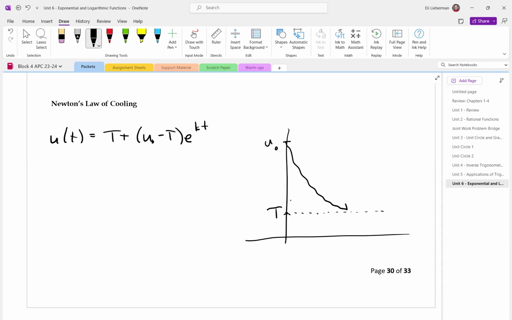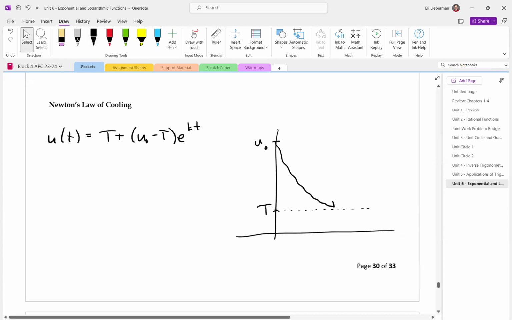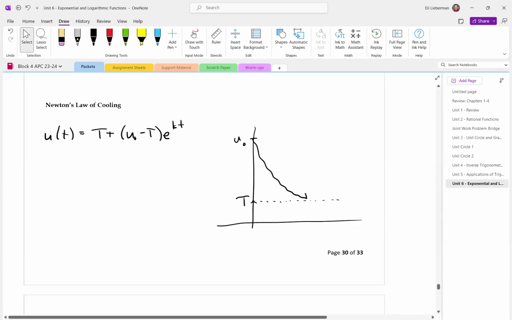That's either increasing or decreasing. This here represents a vertical stretch. It would make sense that this is U naught minus T, the temperature difference there. And then this T here just takes that whole function and moves it up, right? So like Karen was talking about, we could move that horizontal asymptote up. That is Newton's law of cooling. You have to memorize it.